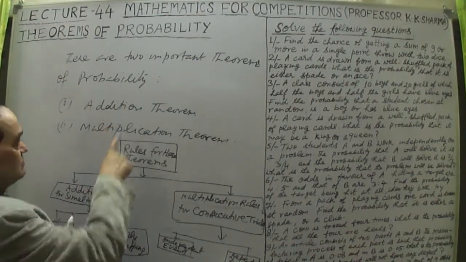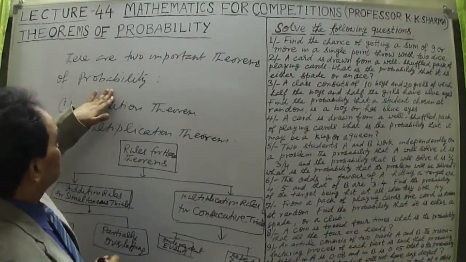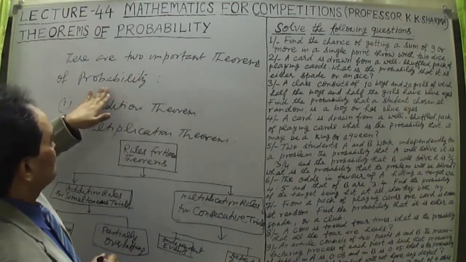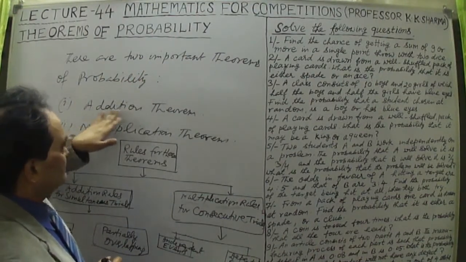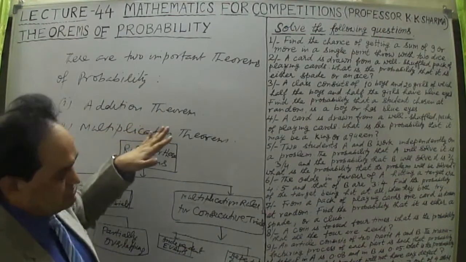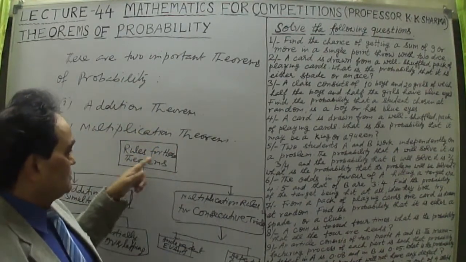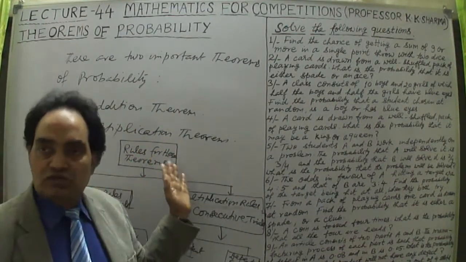Again I'm repeating, there are two important theorems of probability. First is the addition theorem, second is the multiplication theorem, right? Then the rules for these theorems. What are the rules here?